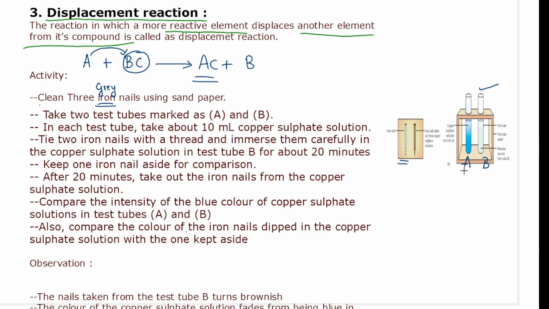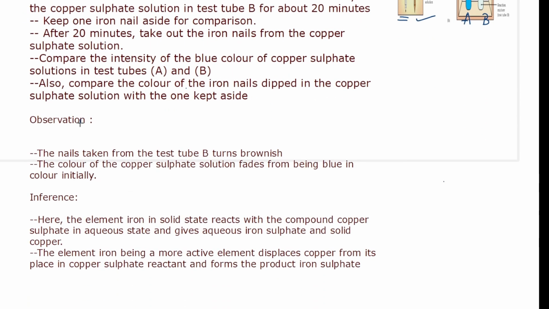This is test tube A, where we have not dipped any iron nail into the solution, and in test tube B we have dipped the iron nails into the solution. After 20 minutes we will observe the color change of the copper sulphate solution. Also compare the color of the iron nails dipped in the copper sulphate solution with the one kept aside. We have to observe the color of the iron nails dipped in the solution with the other nail which is kept aside. Yes, what are the observations that we make here?